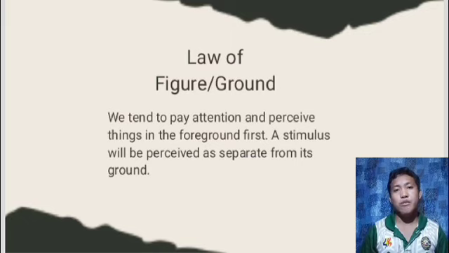The law of figure-ground is a principle of Gestalt psychology, which states that people tend to segment visual scenes into a main object that stands out from its ground. This principle helps explain how we perceive and distinguish objects within our visual field, emphasizing that our perception organizes elements in the foreground and background to create a coherent image.